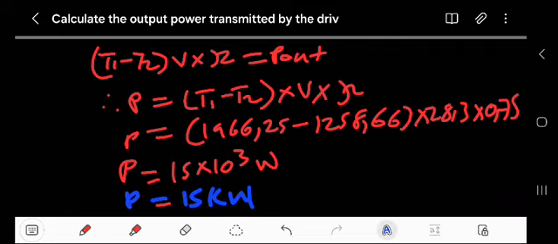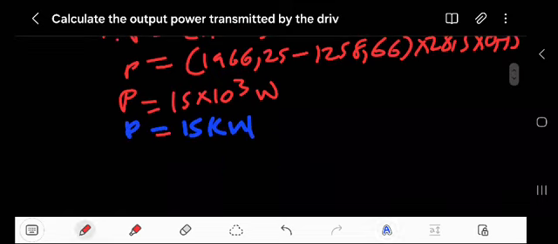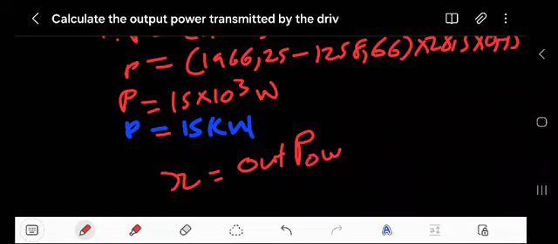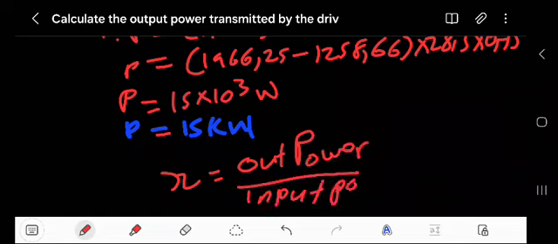So yeah, guys, efficiency is equals to output power over input power multiplied by 100%, like this.